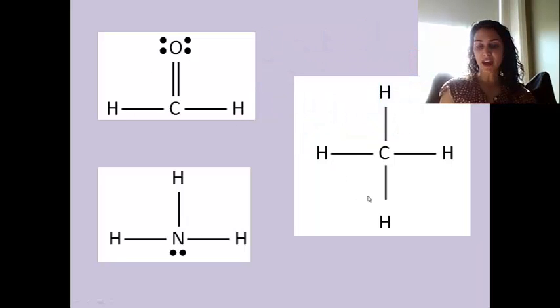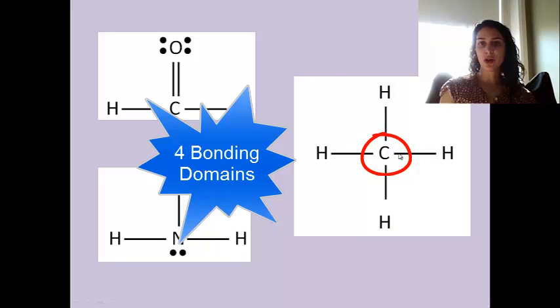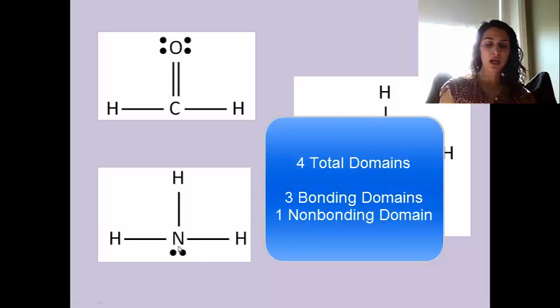Over here we have methane and there are 4 domains because we have 1, 2, 3, 4 atoms bonded to it and no lone pairs. So just 4 atoms around this central atom. And lastly over here we have ammonia, NH3. And this also has 4 domains, but it's different than the methane. We have 1, 2, 3 atoms bonded to it and 1 pair of lone electrons, lone pairs. So again, what's around the central atom? 3 atoms bonded and 1 lone pair.